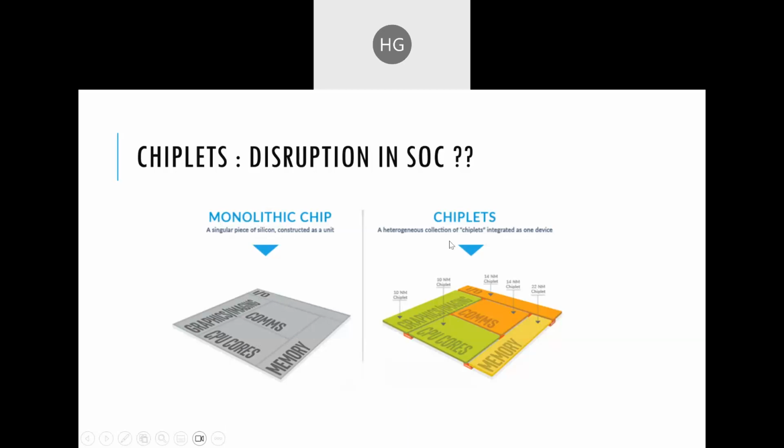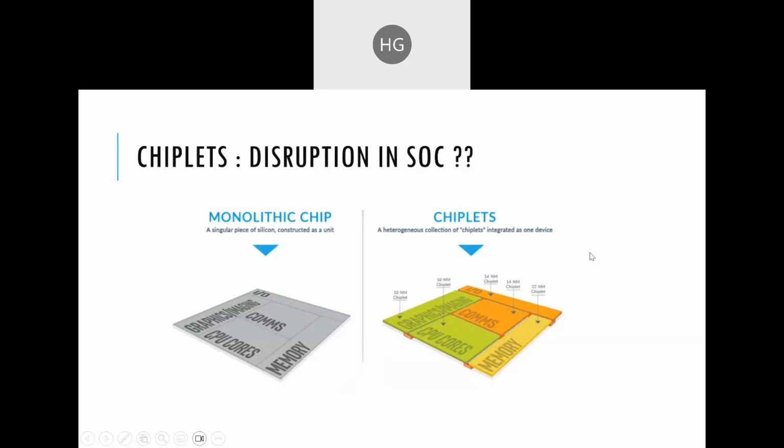Chiplets are a heterogeneous collection of chiplets. Suppose you have one IP, or one subsystem, a group of IPs, so you will make it as a chip. You will design it, do all the processes of the ASIC flow, and do technology scaling down to some nanometer. You will make it a chiplet, a separate product.